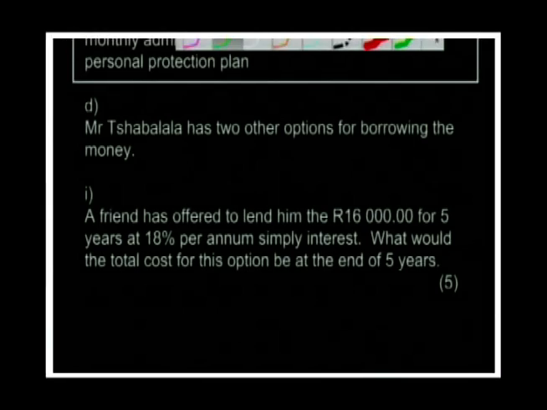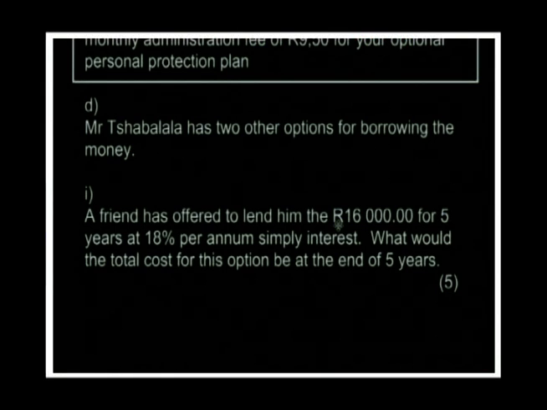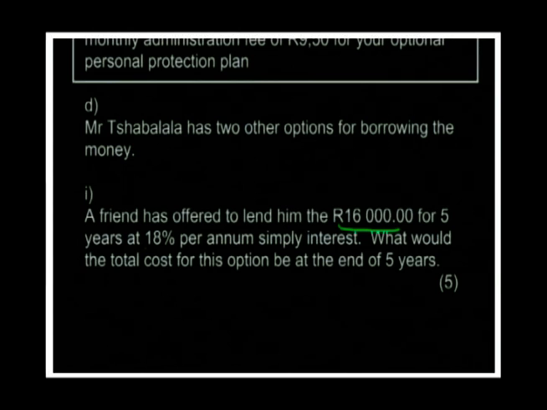Mr. Chabalala has 2 other options for borrowing the money. Right, let's look at his first option. A friend has offered to lend him the 16,000 Rand for 5 years at 18% per annum, and this is simple interest. What would the total cost for this option be at the end of 5 years?